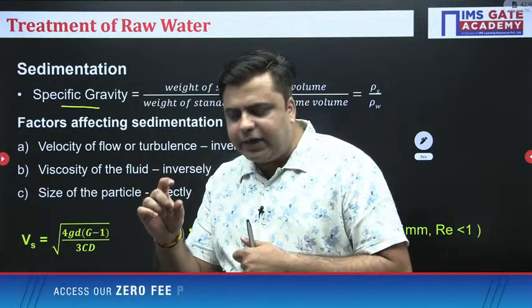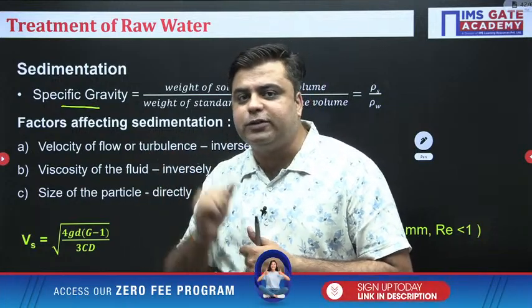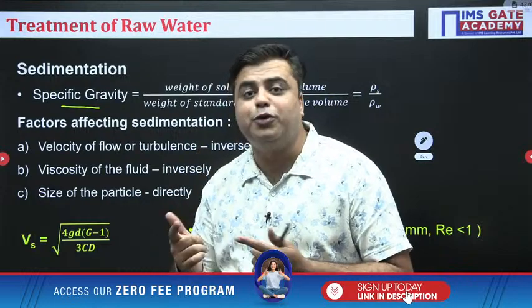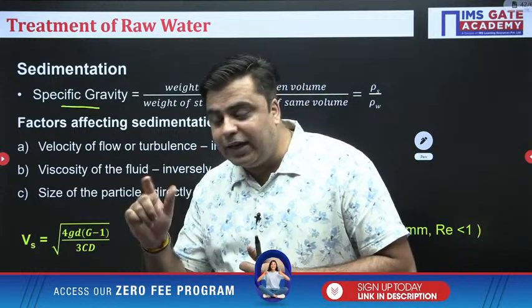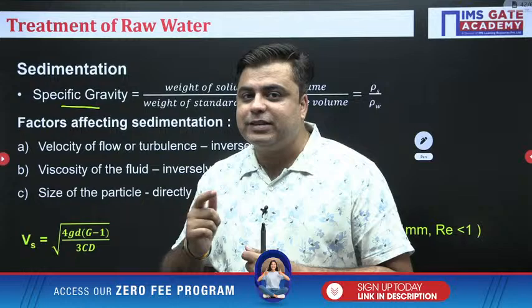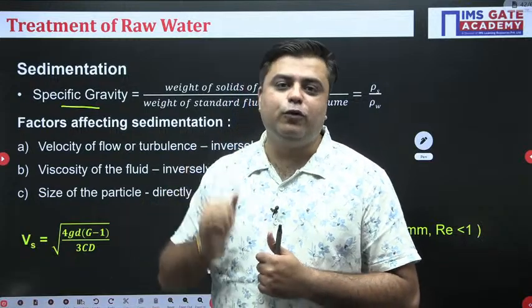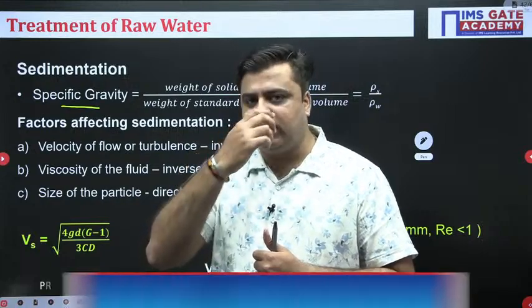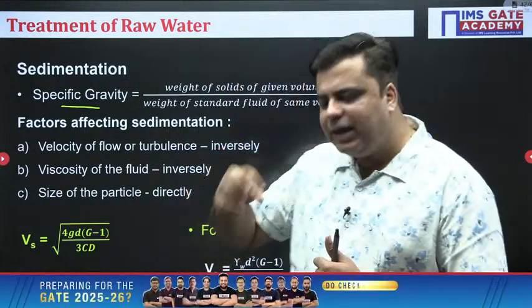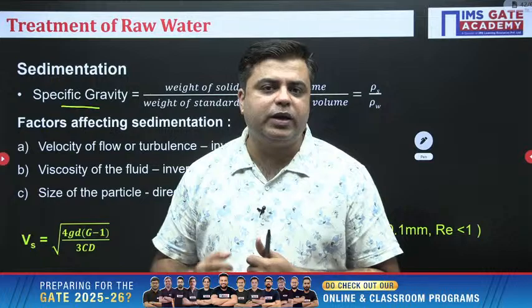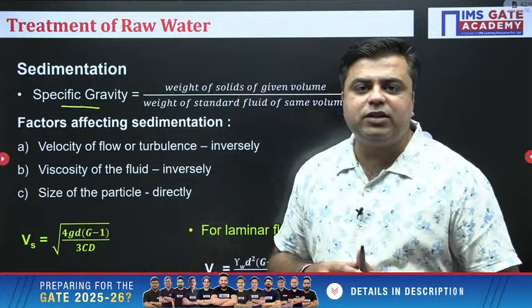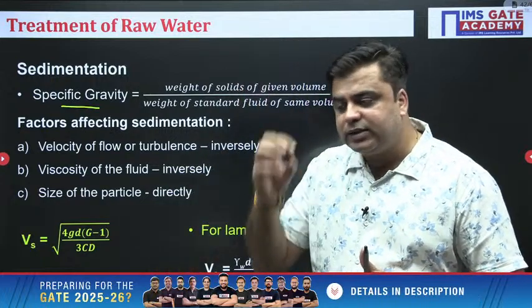Now, if the relative weight of the solid is more than that of water, eventually the solid is going to settle. And if the relative weight of the solid is less than the weight of water, then eventually the solid is going to float. So that is how specific gravity works. Specific gravity is the relative weight of the solid with respect to water. So specific gravity is the factor which decides settling of the solids.